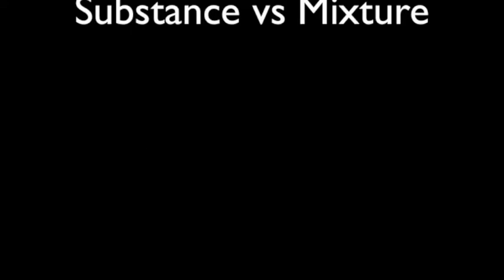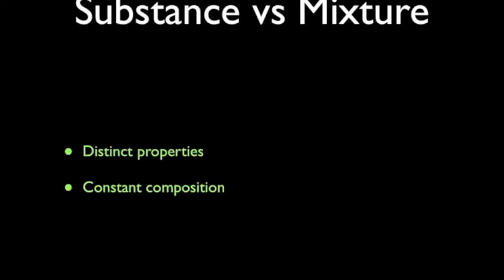There are two major categories for matter. The first would be pure substances, which are often referred to as substances, and then mixtures. So we'll look at each of those individually. First, pure substances have distinct properties as well as constant composition. So basically what we're saying is if we took two samples of a particular pure substance, we would find that both samples would be exactly the same and would have the same properties.